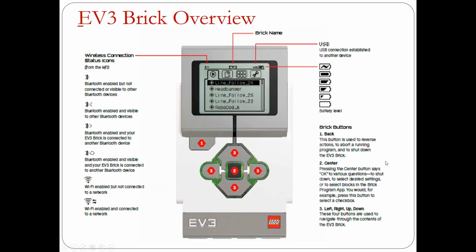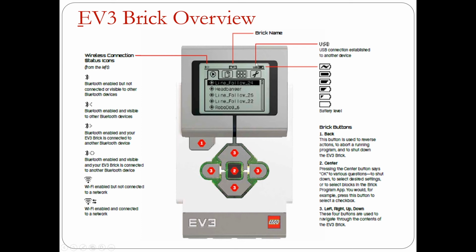EV3 brick overview. These are the parts of the brick controller. First, I will explain about the screen. On the top left part, you will see the wireless connection. These are the different kinds of wireless connections. You can see it all over here. In the middle, we have the brick name. By default, this is always EV3, but you can always change it. You can change it to your name or any name that you want.